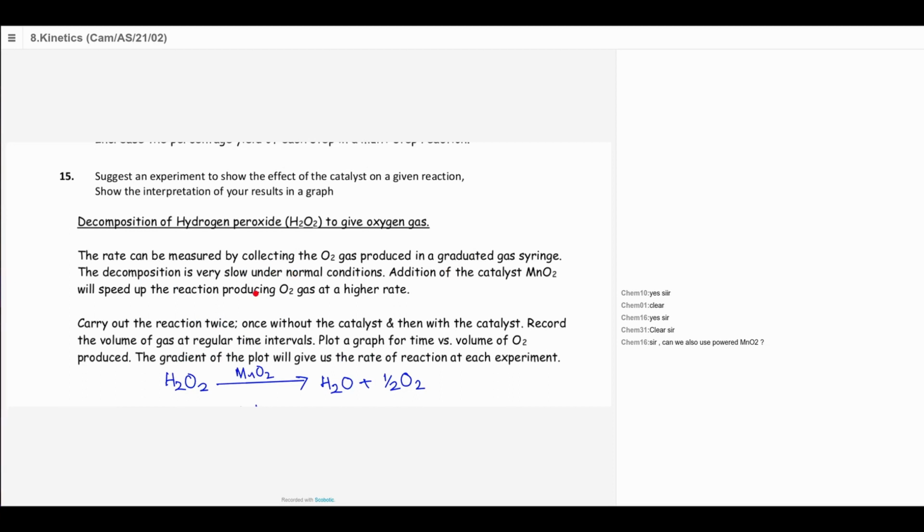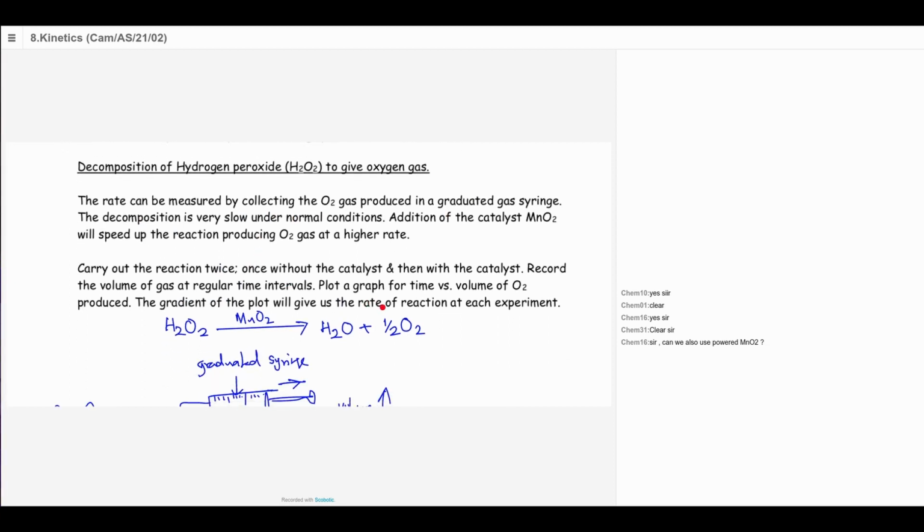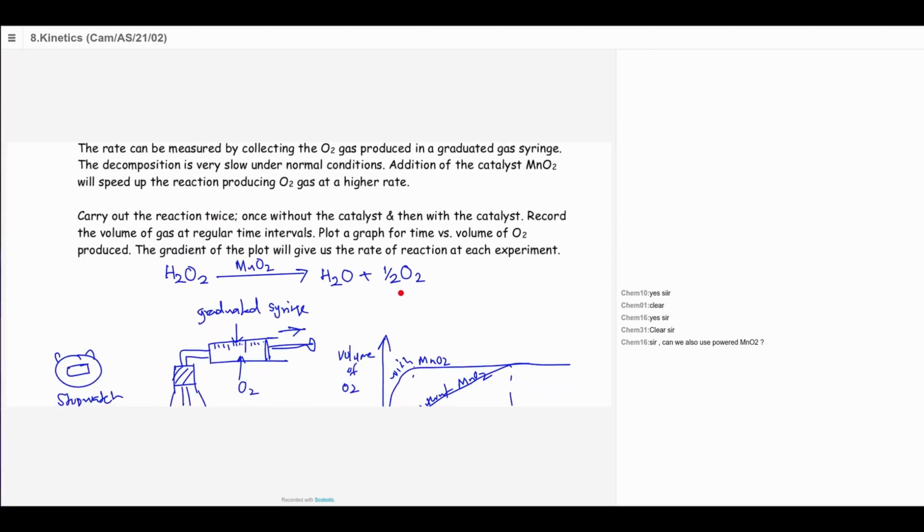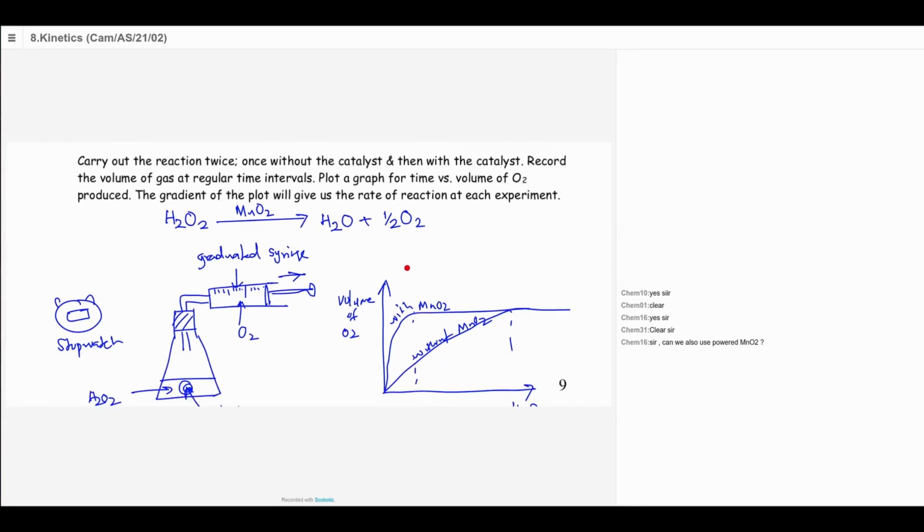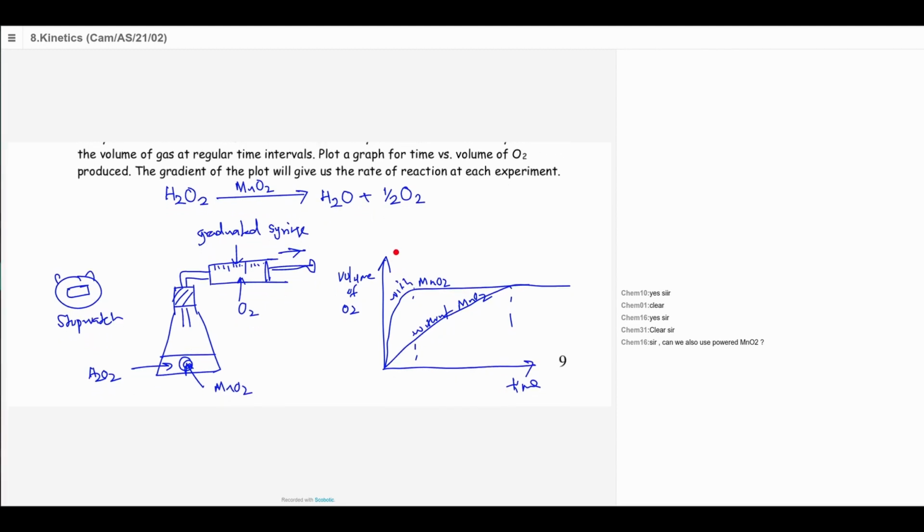The rate can be measured by collecting the oxygen gas produced in a graduated gas syringe. The decomposition is very slow under normal conditions. Addition of the catalyst manganese dioxide will speed up the reaction, producing oxygen gas at a higher rate. Carry out the reaction twice, once without the catalyst and then with the catalyst. Record the volume of gas at regular time intervals. Plot a graph of time versus volume of oxygen produced. The gradient of the plot will give us the rate of reaction in each experiment.